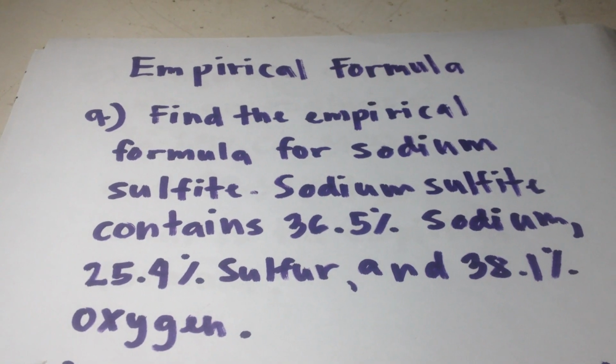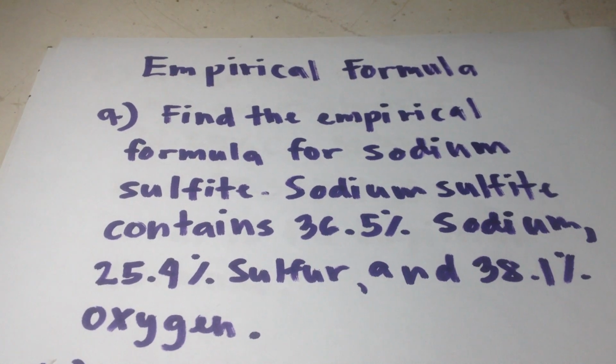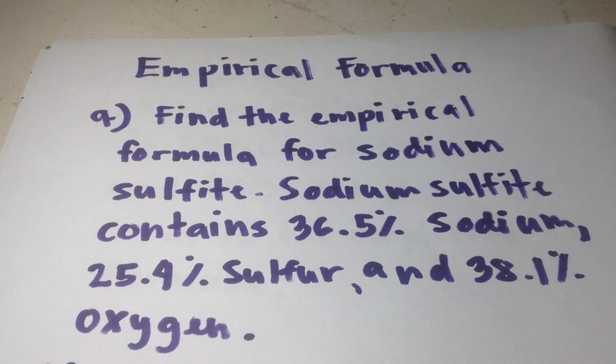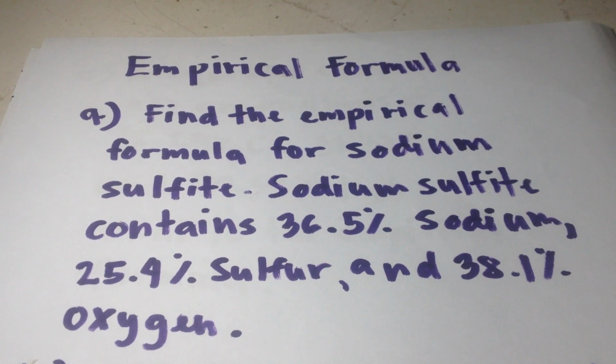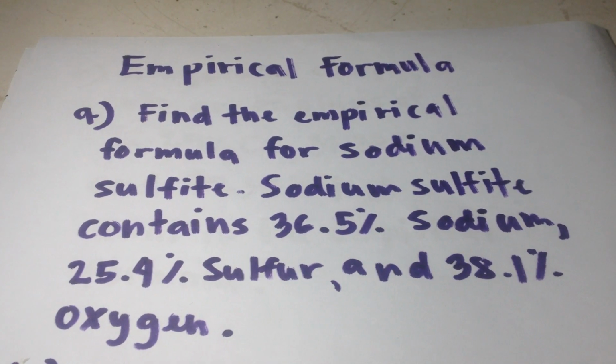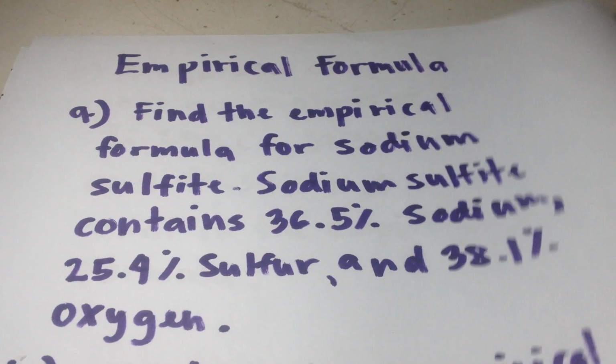In this video, we're going to discuss empirical formula. In problem letter A, find the empirical formula of sodium sulfite. Sodium sulfite contains 36.5% of sodium, 25.4% of sulfur, and 38.1% of oxygen. So, let's begin in letter A.